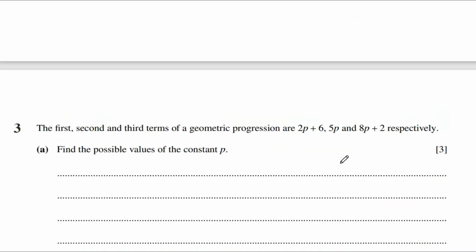The next question is, the first, second and third terms of a geometric progression are 2p plus 6, 5p and 8p plus 2 respectively. Find the possible values of the constant p. So the first term of a geometric progression is a. So a equal to 2p plus 6, and the second term is ar, which is equal to 5p, and the third term is ar square, which is equal to 8p plus 2.